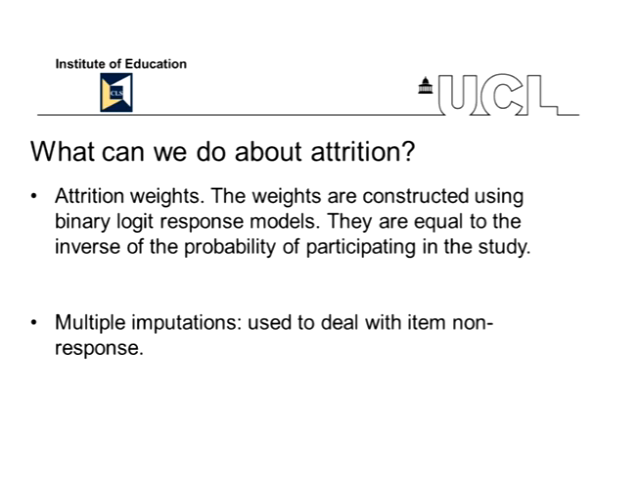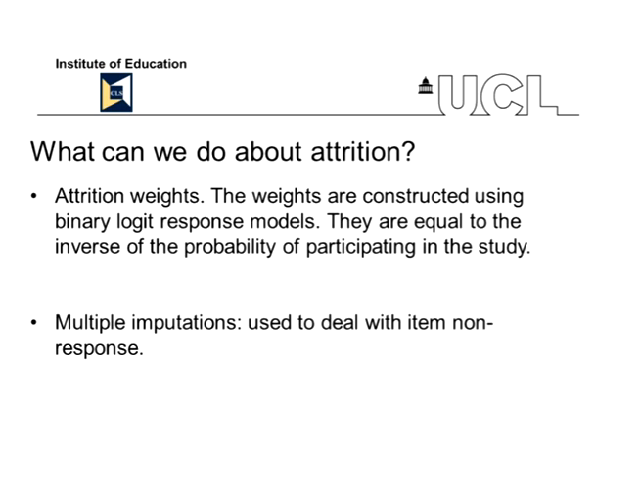So what can we do about attrition and item missingness? In general, attrition is dealt with by using attrition weights. These are weights which are constructed using binary logit response models, and they are equal to the inverse of the probability of participating in the study. So basically, we use a logit response model where the outcome variable is a binary response variable. It takes the value of 1 if the respondent has participated in the study and 0 otherwise.